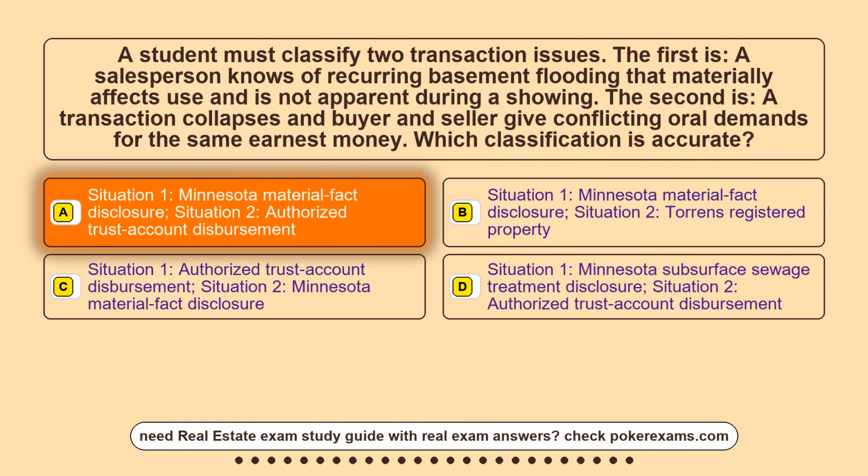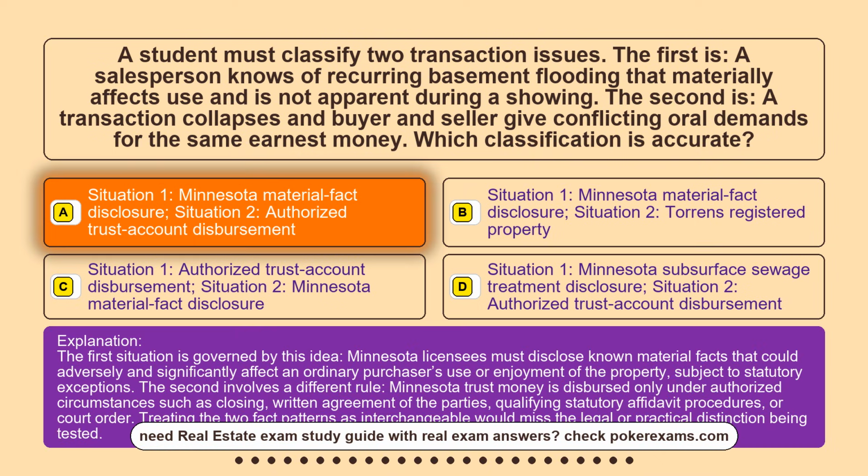The correct answer is Option A, Situation 1, Minnesota material-fact disclosure, Situation 2, authorized trust-account disbursement. The first situation is governed by this idea: Minnesota licensees must disclose known material facts that could adversely and significantly affect an ordinary purchaser's use or enjoyment of the property, subject to statutory exceptions. The second involves a different rule: Minnesota trust money is disbursed only under authorized circumstances such as closing, written agreement of the parties, qualifying statutory affidavit procedures, or court order. Treating the two fact patterns as interchangeable would miss the legal or practical distinction being tested.